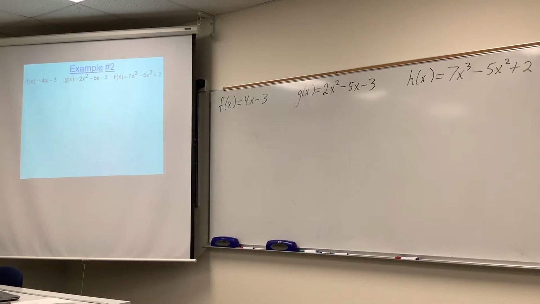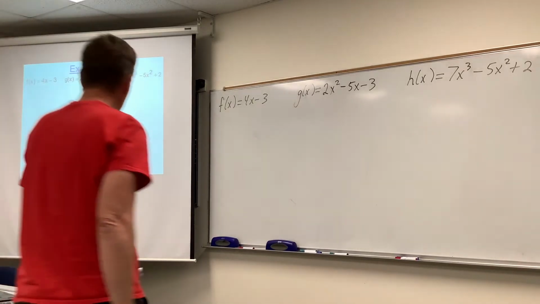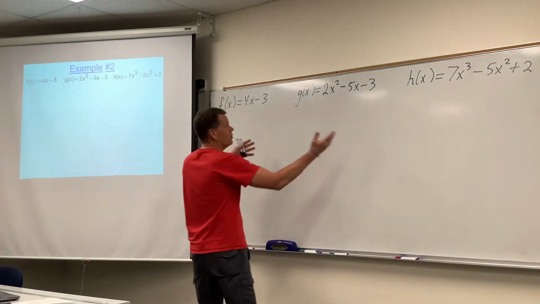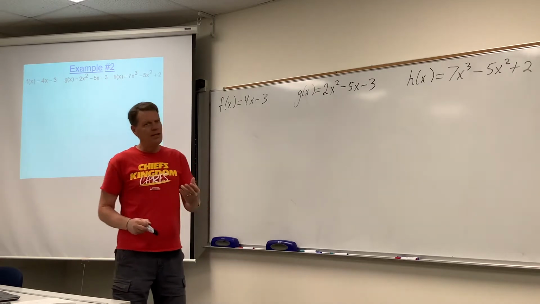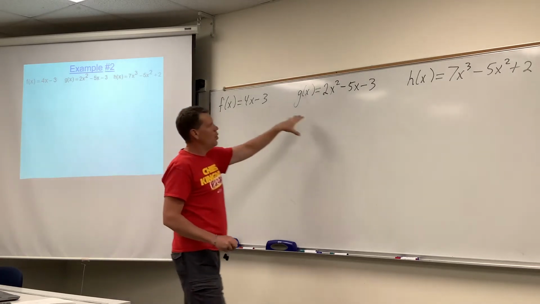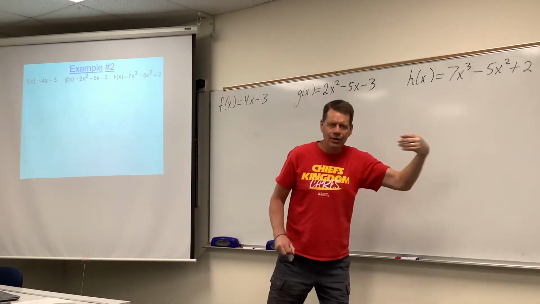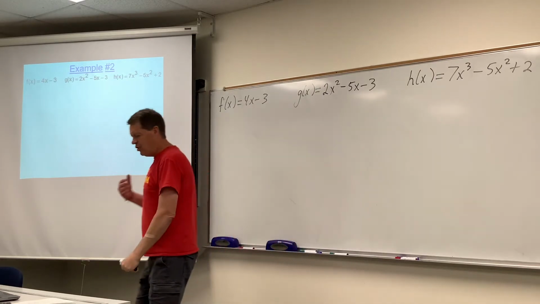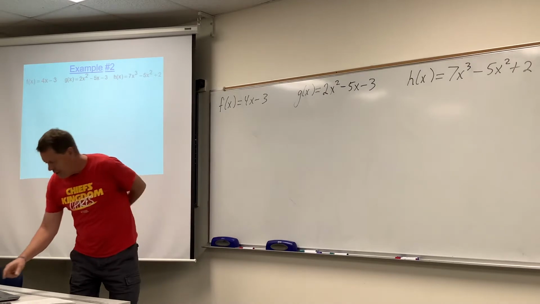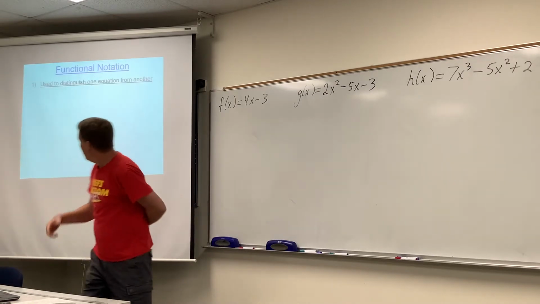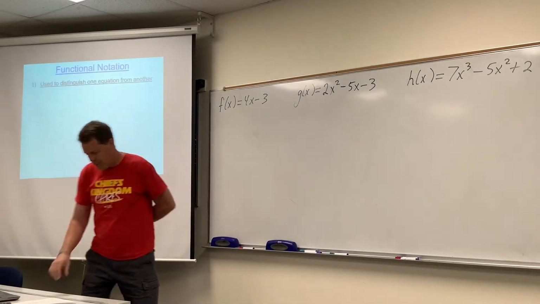All right, so here we go. Example number 2 underneath functional notation. We have 3 functions here, f of x, g of x, h of x. Again, it would be confusing if they all said y equals, y equals, y equals. I want to remind you that the functional notation is just a replacement for y to avoid confusion, to help us to tell these equations apart from each other, to distinguish them from one another.